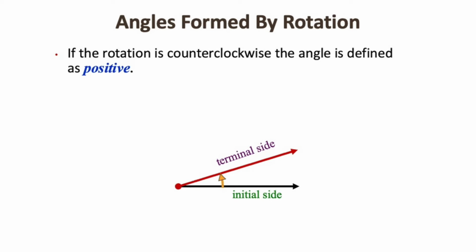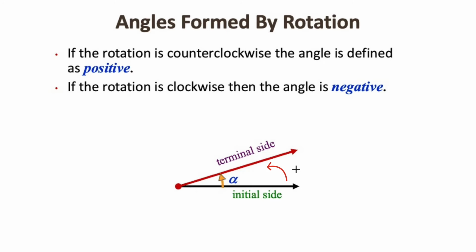If the rotation is counterclockwise, the angle is defined as positive. So here, the angle alpha is positive. Look at the direction of the arrow. It is counterclockwise. If the rotation is clockwise, then the angle is negative. Here, angle beta is negative because the rotation is clockwise.